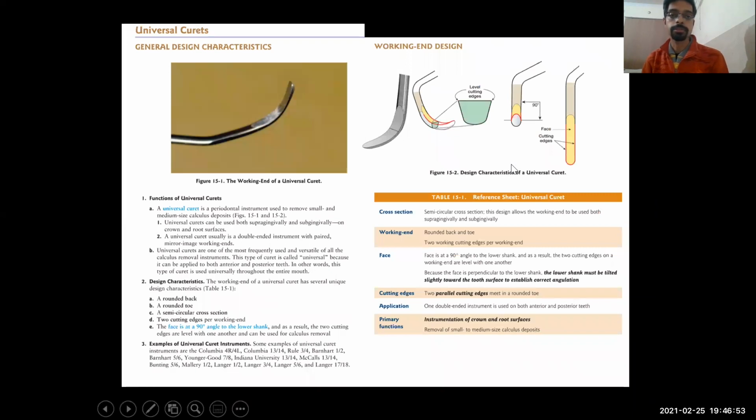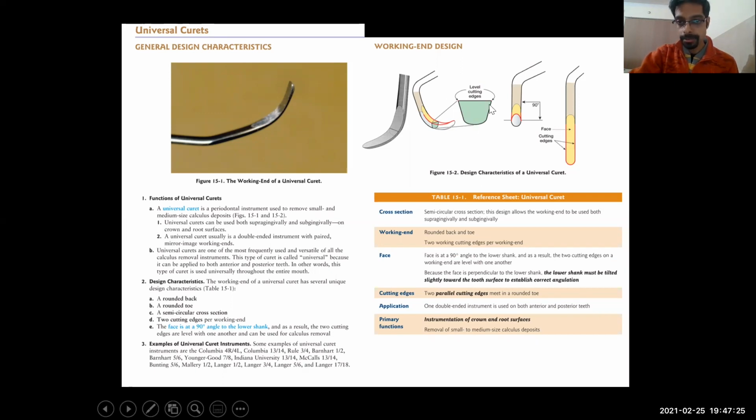Now coming on to the universal curettes. Curettes are of many types. The most important are the universal curettes and the area specific curettes, which we will move on to later. Now, the universal curettes. You can understand this first from here. The tip is rounded or blunt. If you cut it to see the cross section, again that green portion, we get two cutting edges. This is cutting edge 1 and this is cutting edge 2.